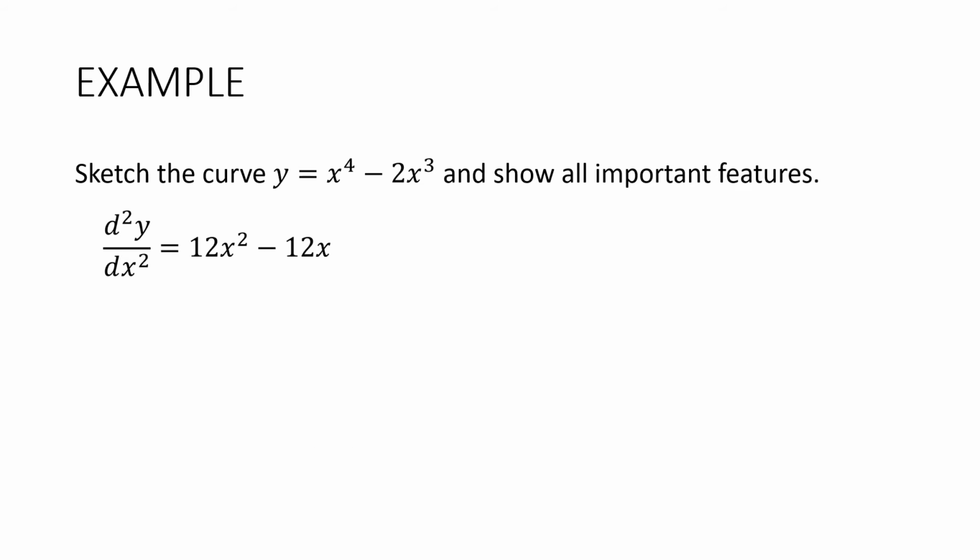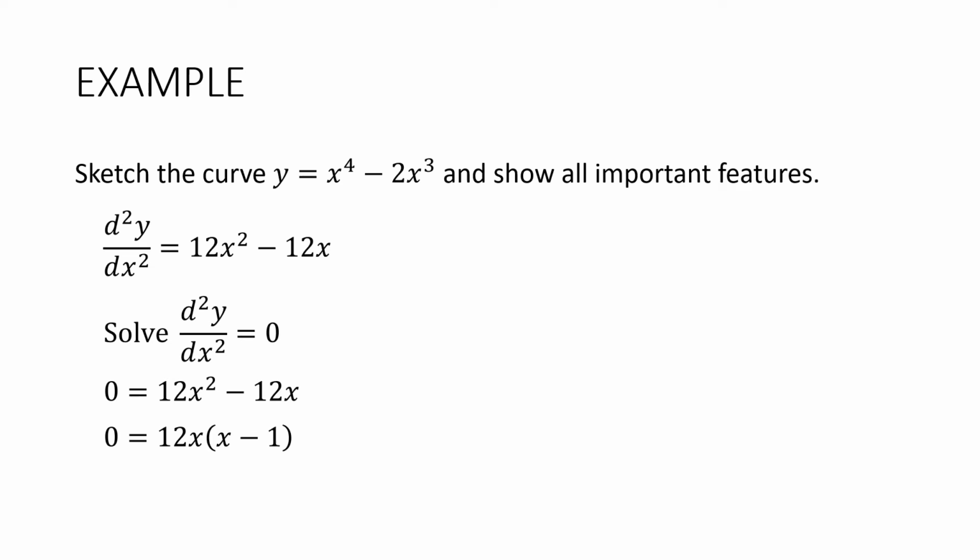And lastly, let's find any ordinary inflections by solving the second derivative equal to 0. Factorise, we have 12x outside of x minus 1. So either x is equal to 0, we already know about that one, or x is equal to 1. This is new information. So we're going to have an inflection at x equals 1. Substitute back into the curve to get the y coordinate, which gives us an inflection at (1, -1).